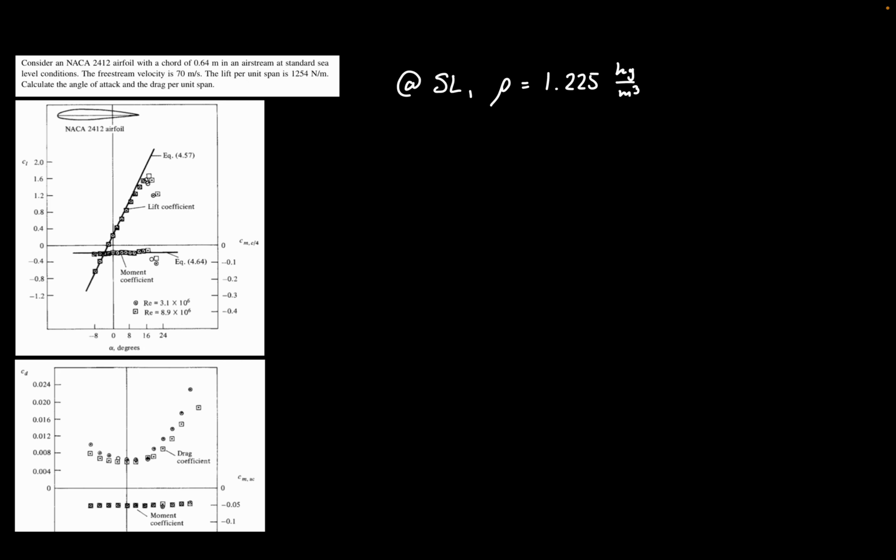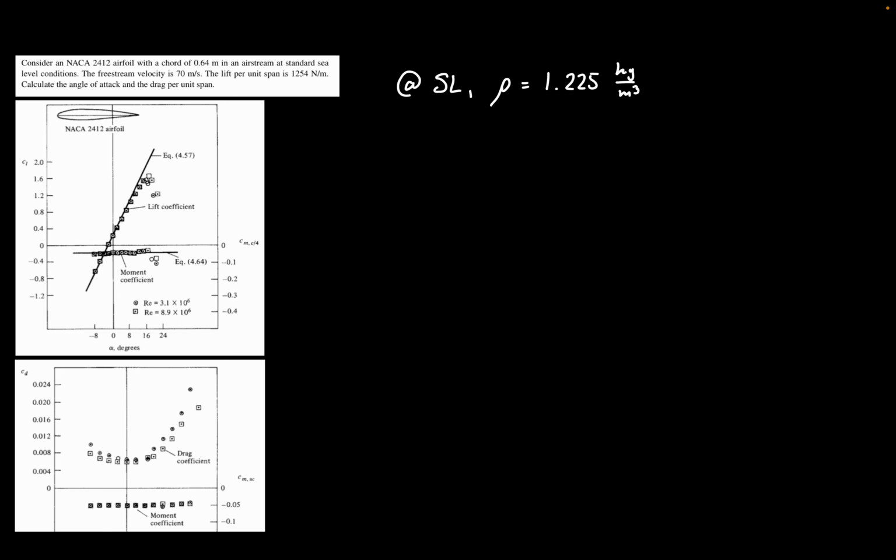Consider a NACA 2412 airfoil with a chord of 0.64 meters and an airstream at standard sea level conditions. Now the free stream velocity is 70 meters per second and the lift per unit span is 1,254 newtons per meter. Now what we want to do is calculate the angle of attack and the drag per unit span. So now at sea level, the density of the air is going to be equal to 1.225 kilogram per meter cubed.